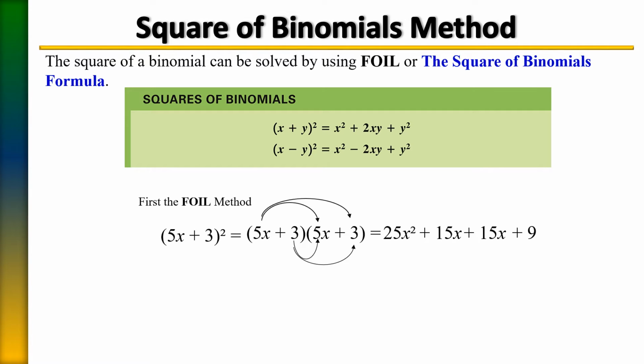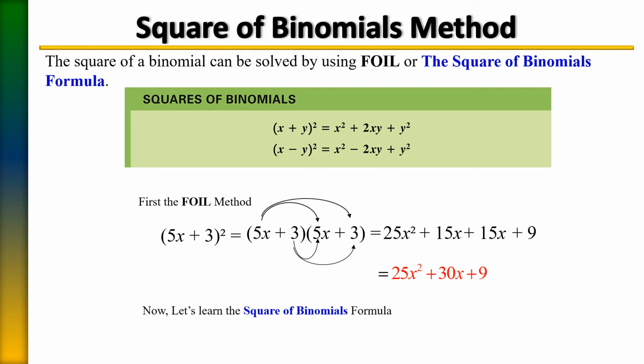Last: 3 times 3, which is 9. Don't forget to combine outer and inner because they're like terms. 15x plus 15x equals 30x. So that leaves you with a final answer of 25x squared plus 30x plus 9.